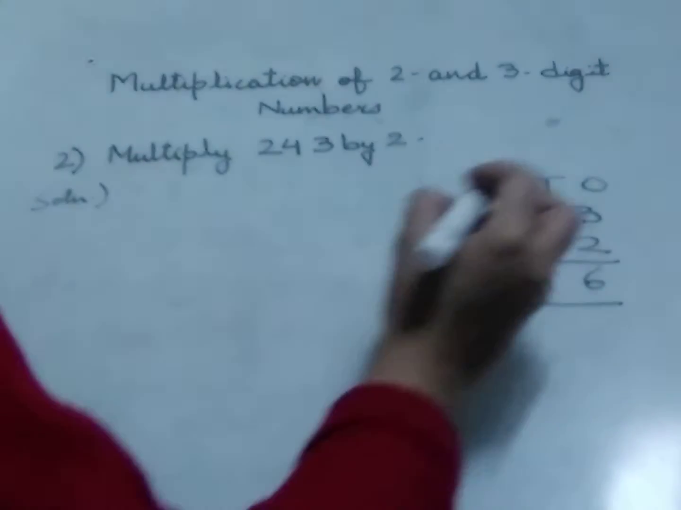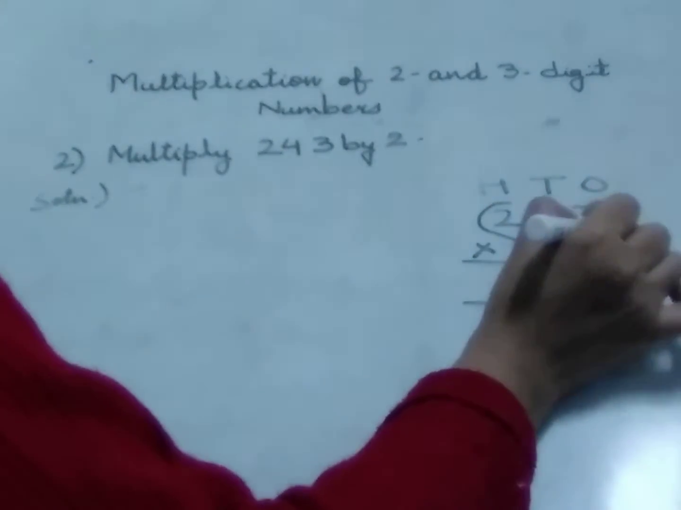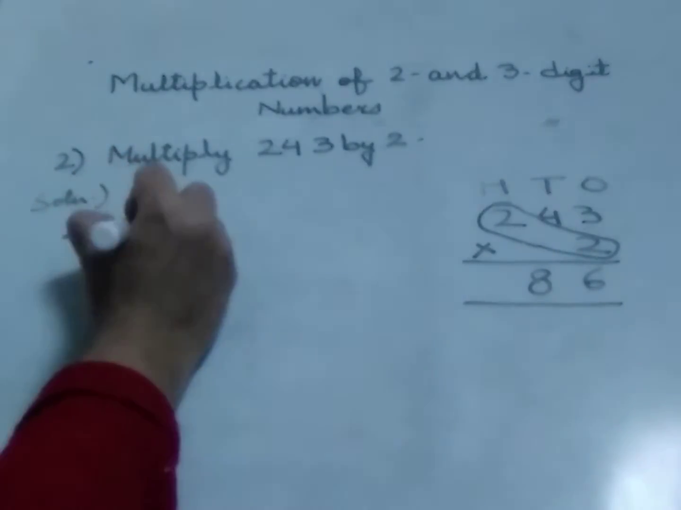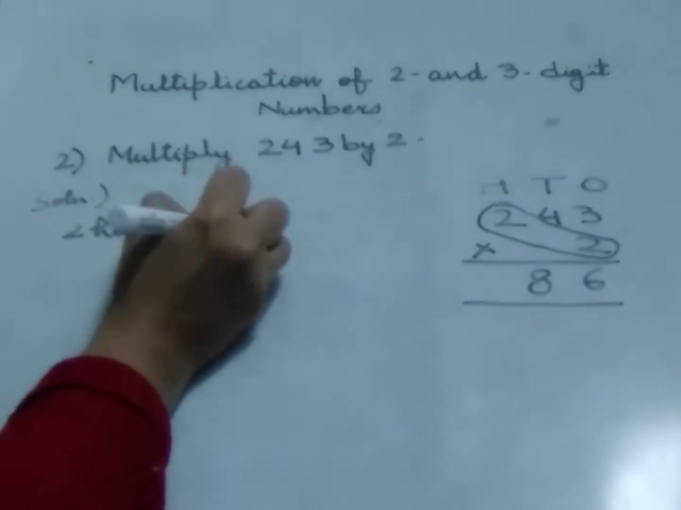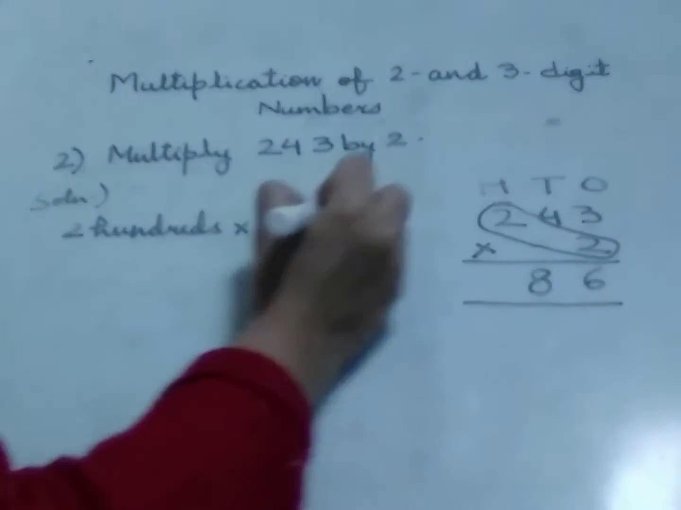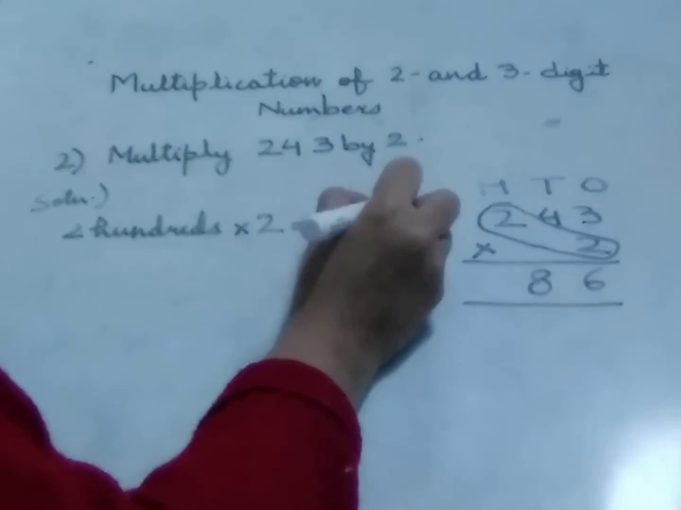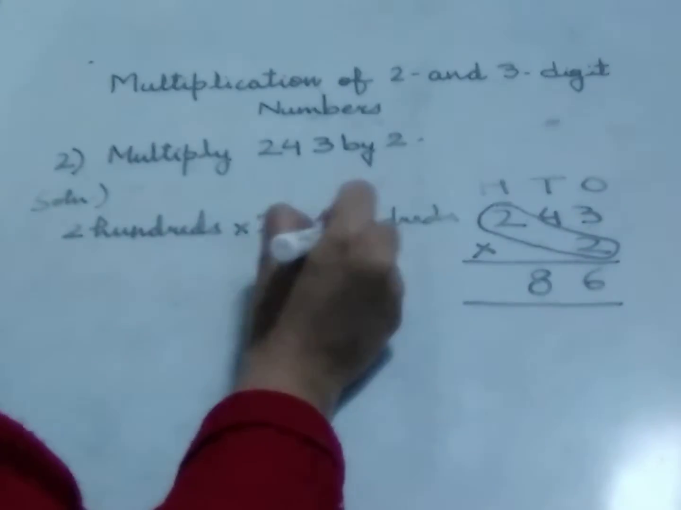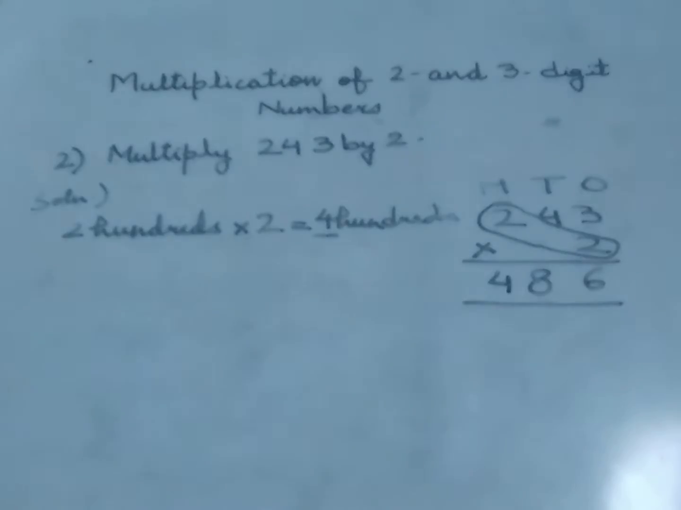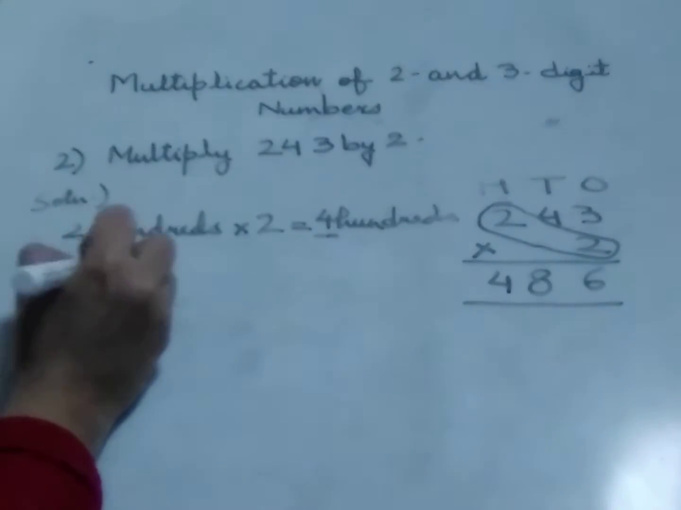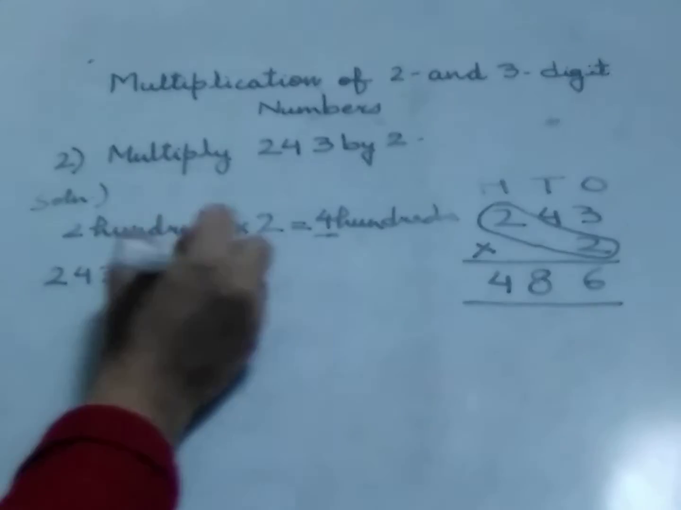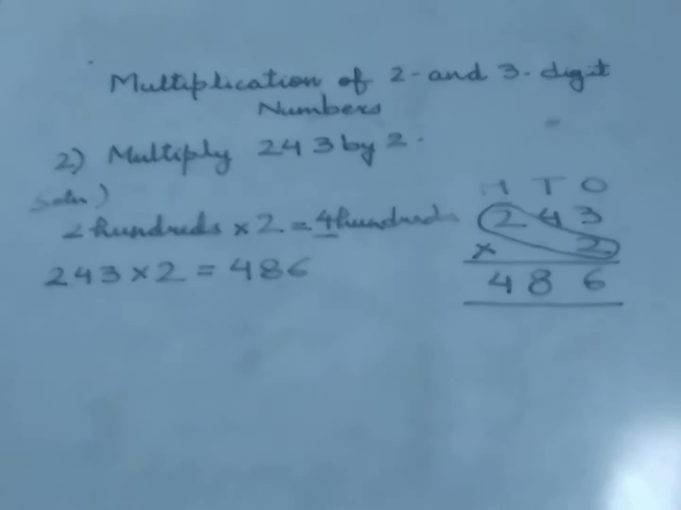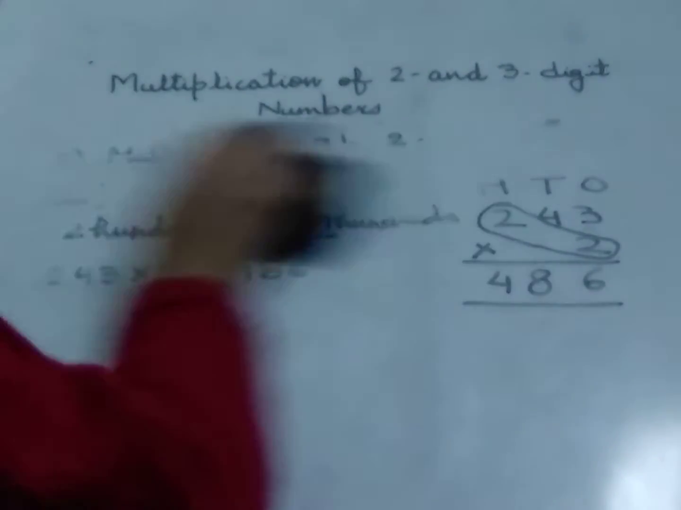Now multiply the hundreds. That means 200 multiplied by 2 is equal to 400. 2 twos are 4, 4 hundreds. So write 4 in the hundreds column here. So our answer is 243 when multiplied by 2 is equal to 486. Okay, let's do some more questions.